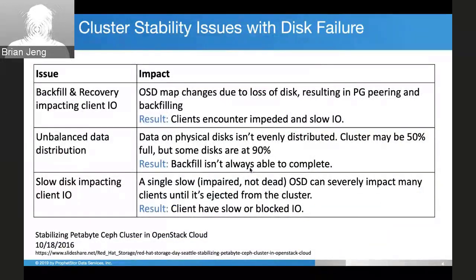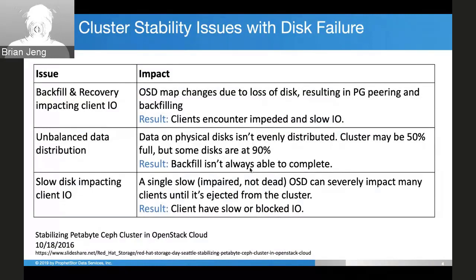In 2016, we partnered with another big company that actually presented at Red Hat Storage Day in Seattle, that wanted to do a petabyte Ceph cluster for OpenStack Cloud. And they found there were 3 major stability issues with the Ceph cluster that were sort of blocking their project.